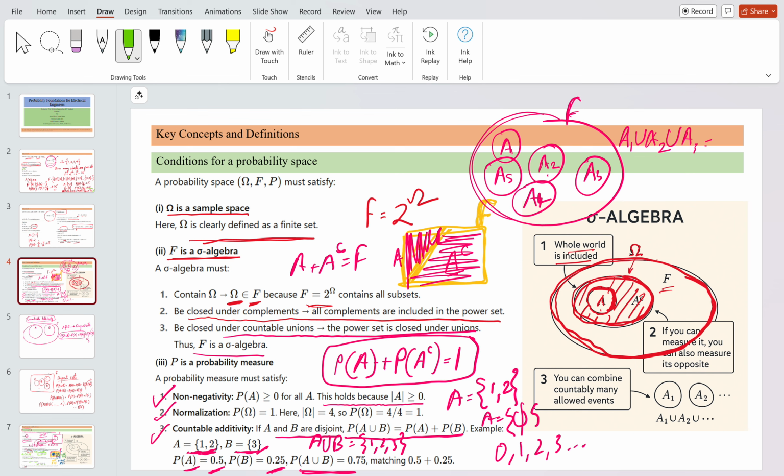And the concept of sigma algebra we have also seen. First, it contains omega, which belongs to the overall space F, because F actually contains all subsets belonging to omega. How many subsets are possible? That is 2 to the power mod of omega, that is, the number of elements inside, so 2 to the power n. And it is closed under complement, that is, complements are included in the power set, and closed under countable unions, the power set is closed under union. When all these criteria are satisfied, it is called a sigma algebra.